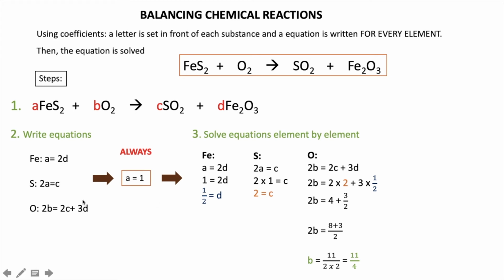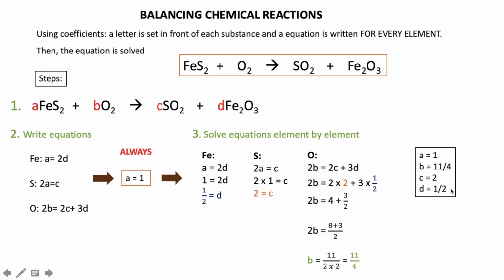Then oxygen. We write down again the equation of the oxygen and we start replacing our values. We don't know the value of B. We already know the value of letter C, which is 2, so we replace it by 2, and the value of D, a half. We solve this equation, like in maths, and then we have the value of the letter B. So now we write all the values that we have obtained.